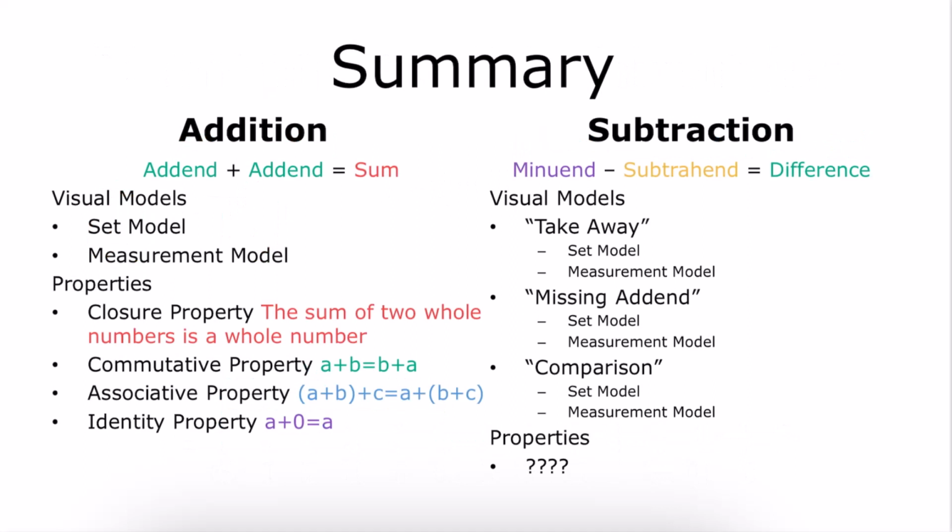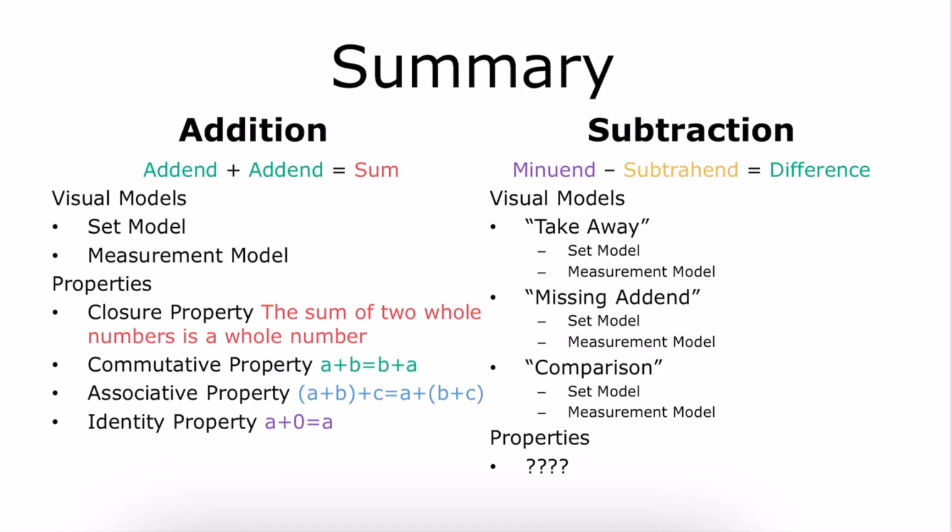So to summarize, addition has two different types of visual models. You can do a set model where you have two sets and combine them together. You can have a measurement model where you start at a number and then count forward however much you're adding to that number. And when your students are memorizing their addition facts, they can use the commutative, associative, and identity properties to help them memorize their addition facts.